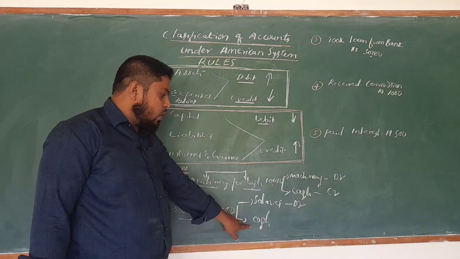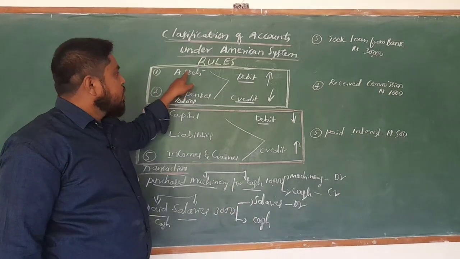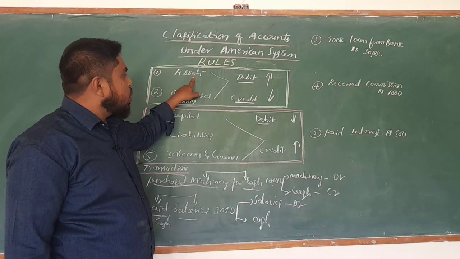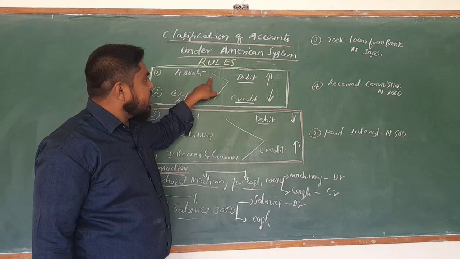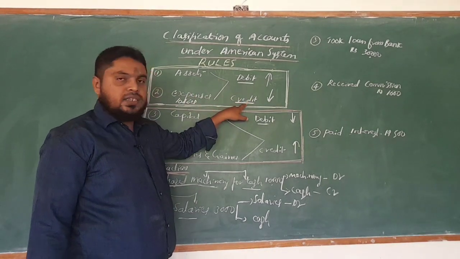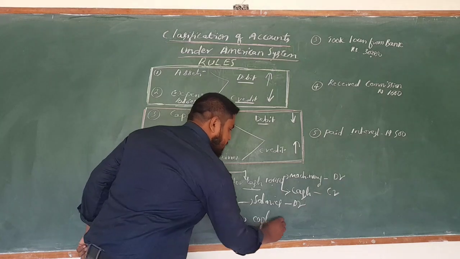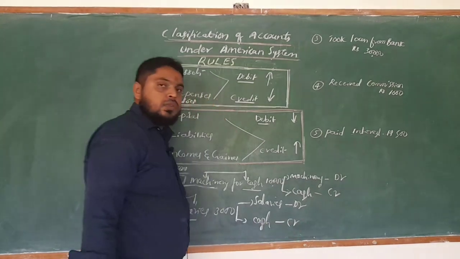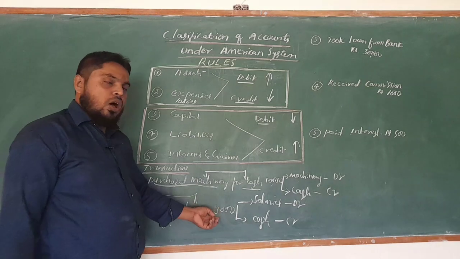Now cash, you are paying cash. Cash comes under an asset account. Asset account rules: if cash decreases, we have to record it on the credit side. So this is the credit side. Did you get it? Paid salaries rupees 3,000.